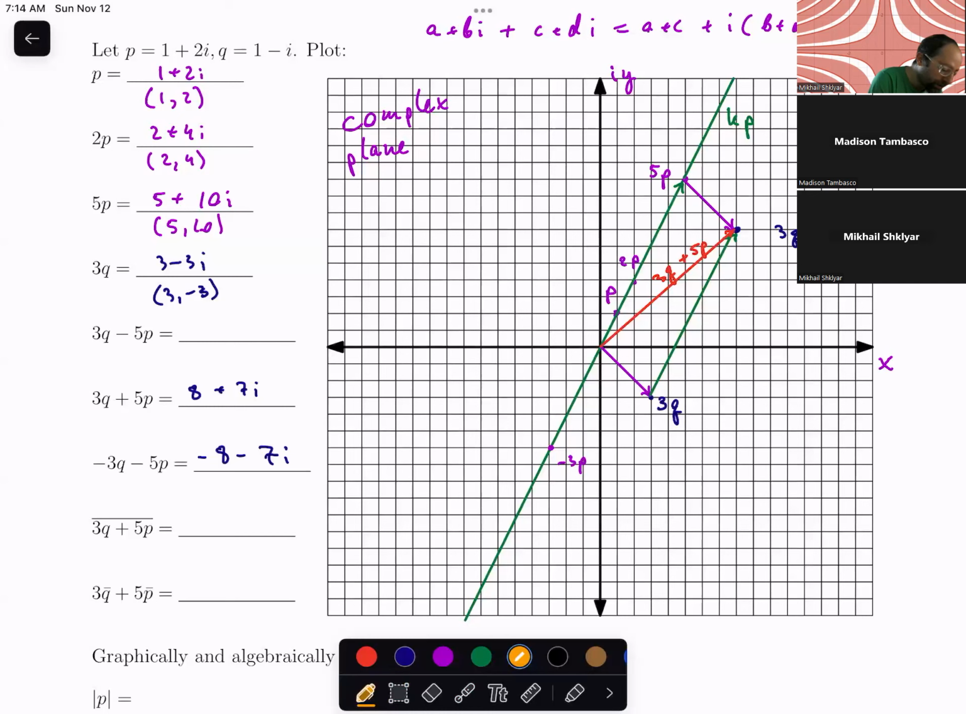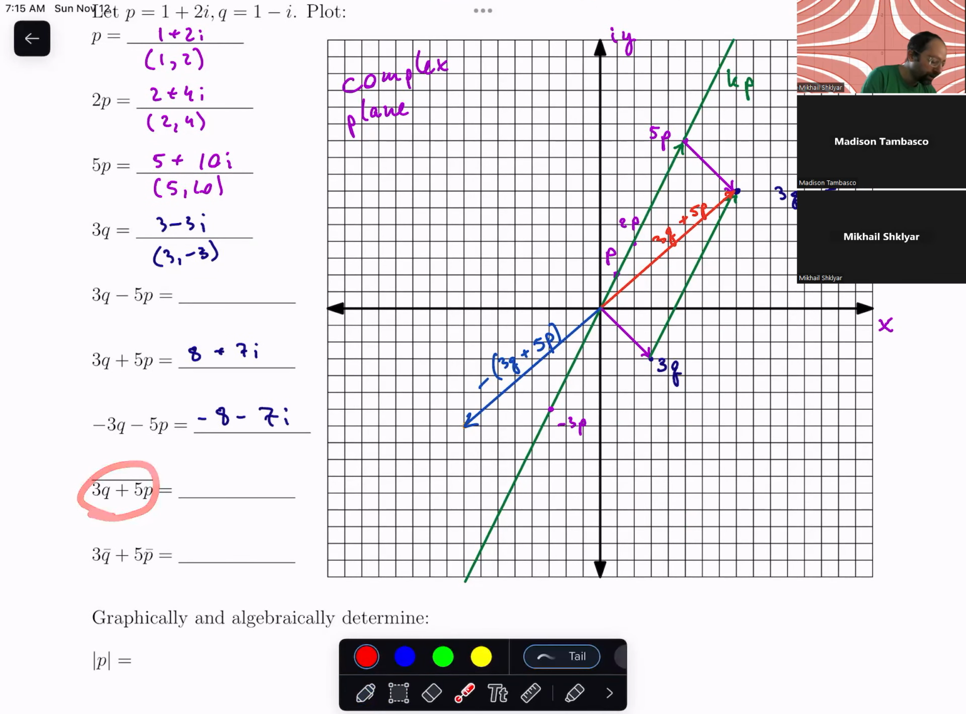I count the squares quite slowly. I get here. So if I get the reflection, which is a nice color we haven't used yet, let's say light blue, this over here is going to be -3q minus 5p. So the reflection, I'm just going to put the minus in front of the whole complex number. Okay?